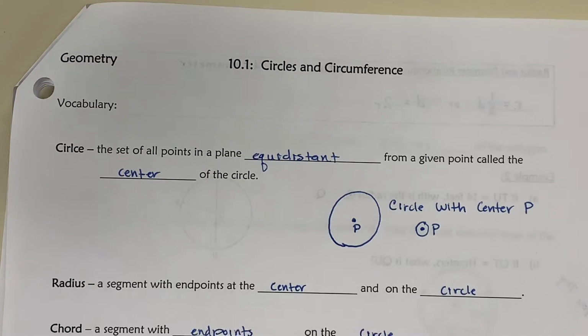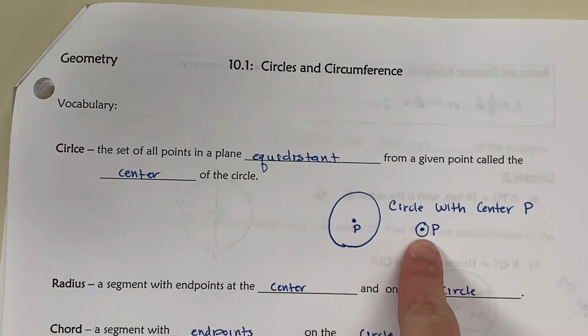So I would call this circle with center P. And using symbols, that's a circle with a dot in the middle and then the letter of the center point. So again, these are the symbols for circle with center P.